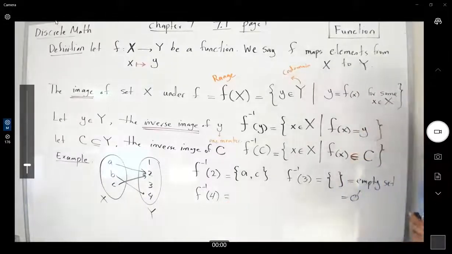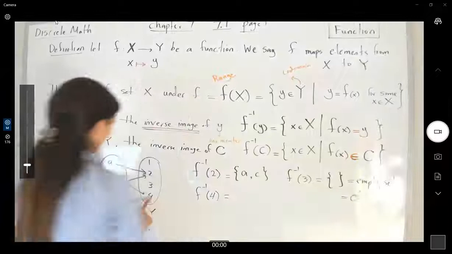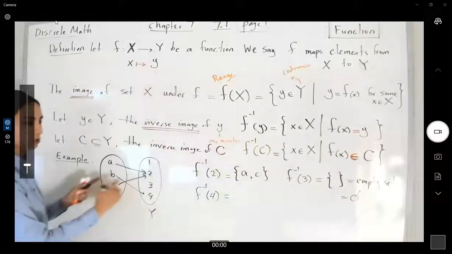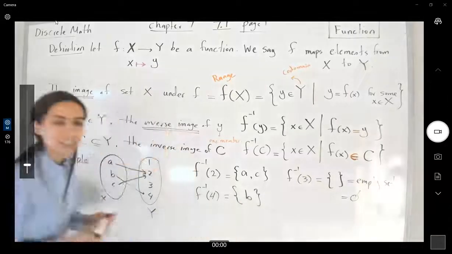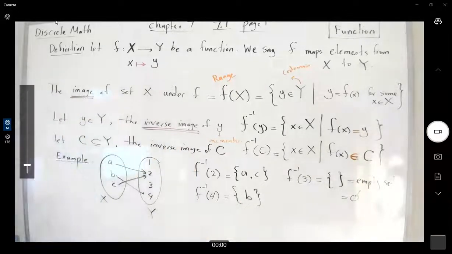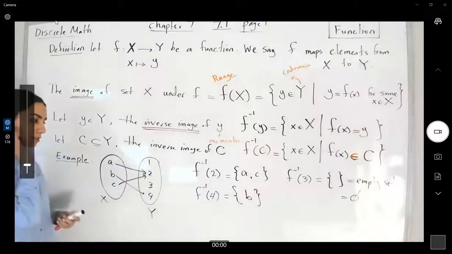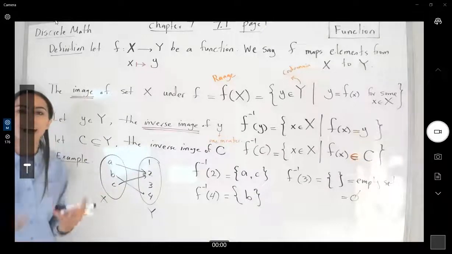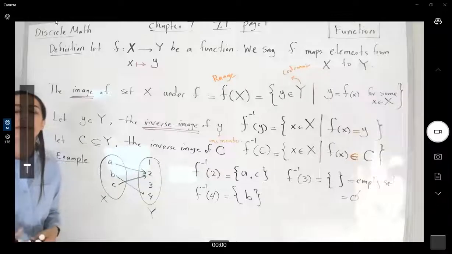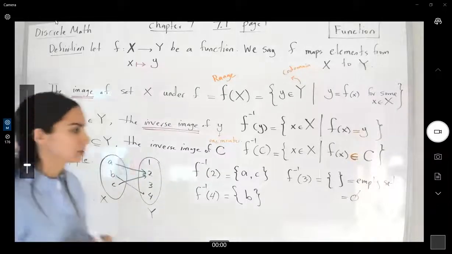What about the inverse image of 4? 4 is connected to B in the domain, so you're going to use set notation and put B in it. So what if I ask you to define this set as a collection of ordered pairs? How do you write it down?